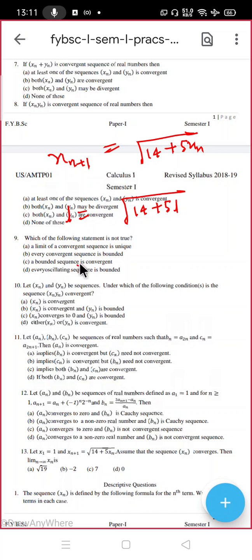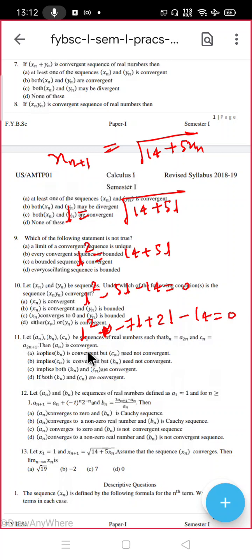Can I square this thing? L square equal to 14 plus 5L. So L square minus 5L minus 14 equal to 0. Can you factorize this? Do you agree? So what is your value? L minus 7, and here plus 2 common, this is L minus 7 equal to 0. You are having L equal to 7 or L equal to minus 2.